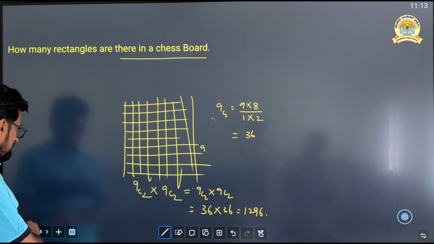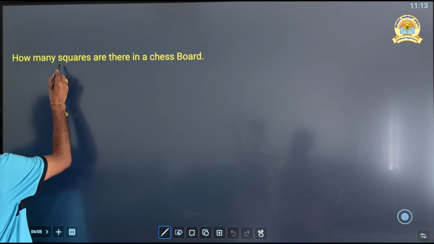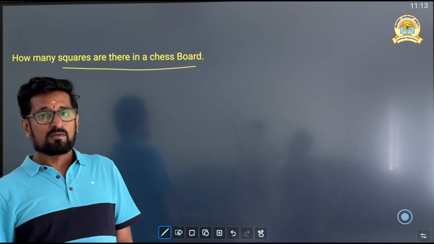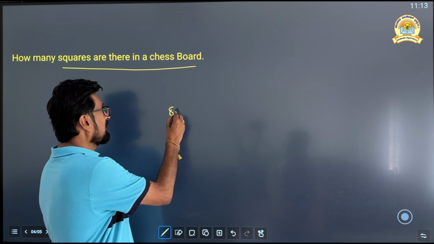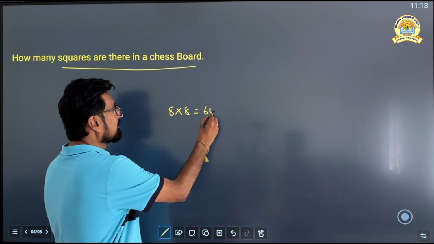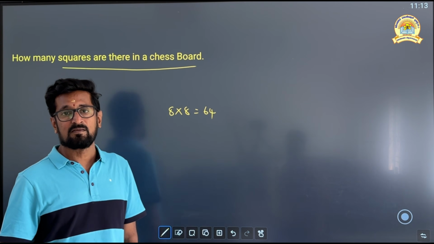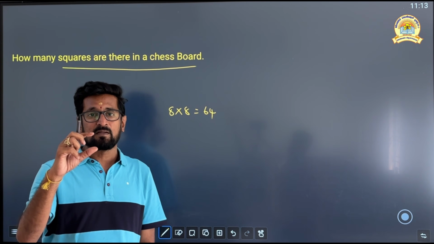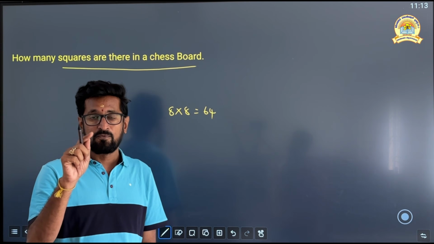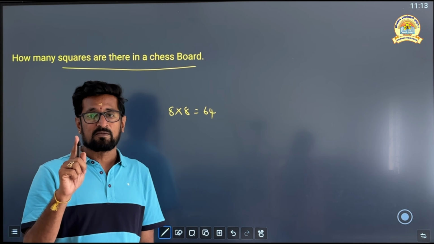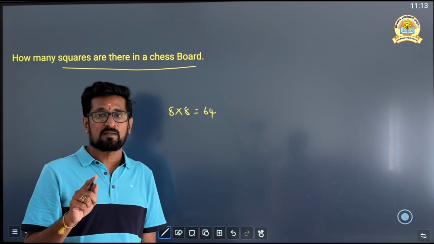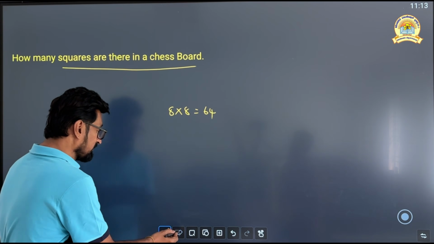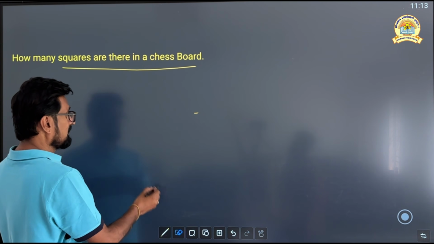For the next problem, how many squares are there in one chessboard? Generally, if I ask this question, all are going to say 8 into 8 equals 64 squares are there in one chessboard. But it is wrong. Why? Because one block becomes one square, 4 blocks become one square, 9 blocks become another square, 16 blocks become another square, like that. How many squares will be there in one chessboard?